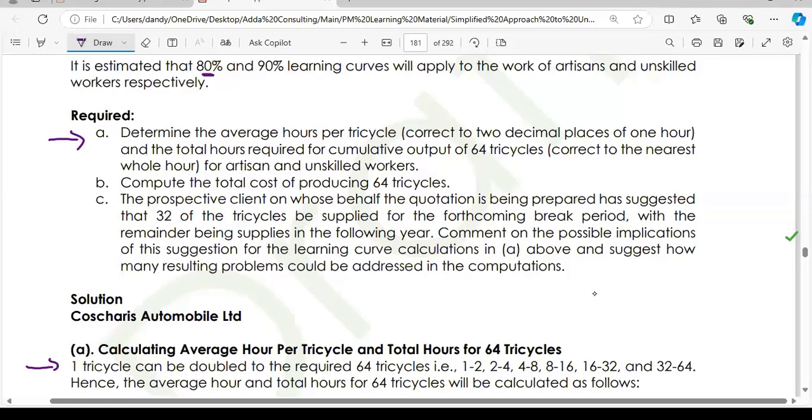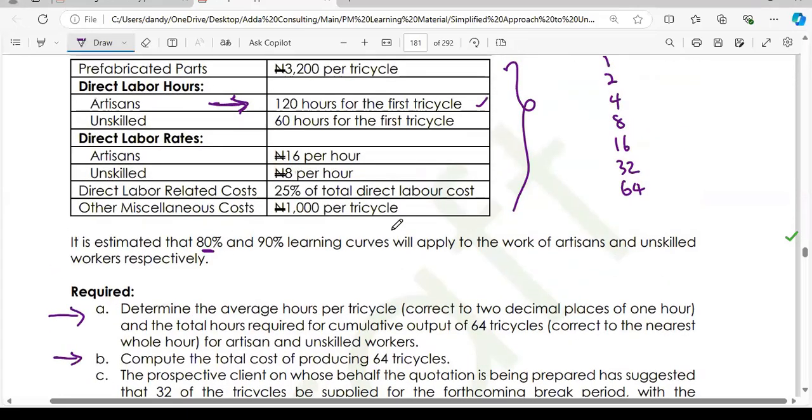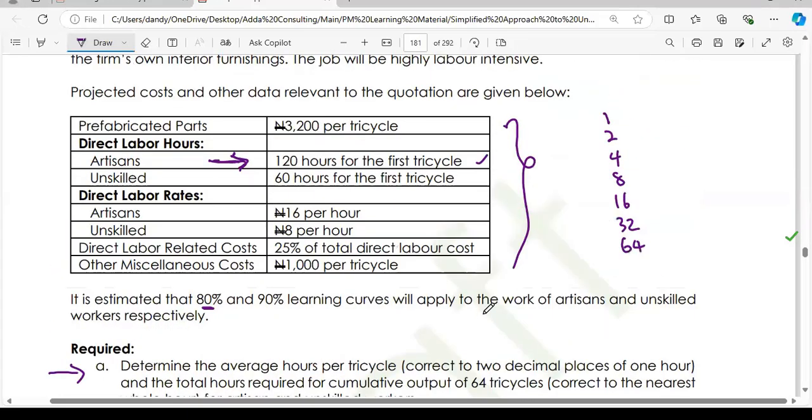In the B requirement, the examiner wants us to compute the total cost of producing 64 tricycles. I will go back to the information given to me in the table. When you want to determine cost, it has to be both your variable and your fixed cost. So it has to be your variable plus your fixed cost. In this case, I need to determine the prefabricated parts.